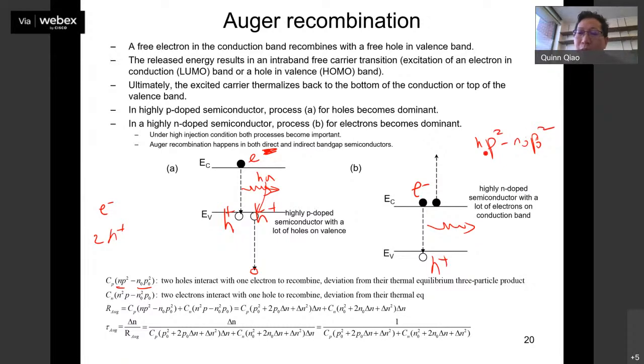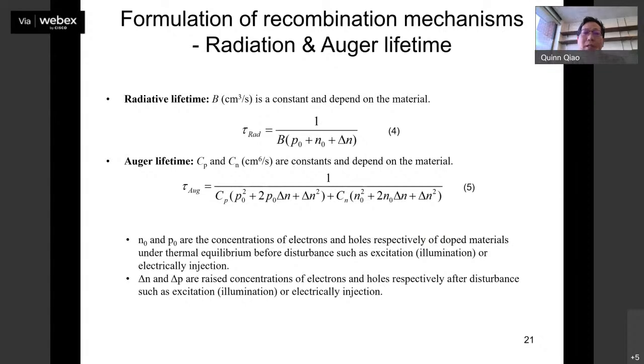And then for 1 hole, 2 electrons, it will be n squared p minus n0 squared p0, okay? That's what's called Auger. And I can do the same thing here, because both conditions can happen, right? That's why you add both together, with Cp for 2 holes and Cn for 2 electrons. Add together, then you plug in everything, because n equals n0 plus delta n, and then finally you have delta n over that, the Auger rate. That's how you get these equations. So that's about Auger recombination.